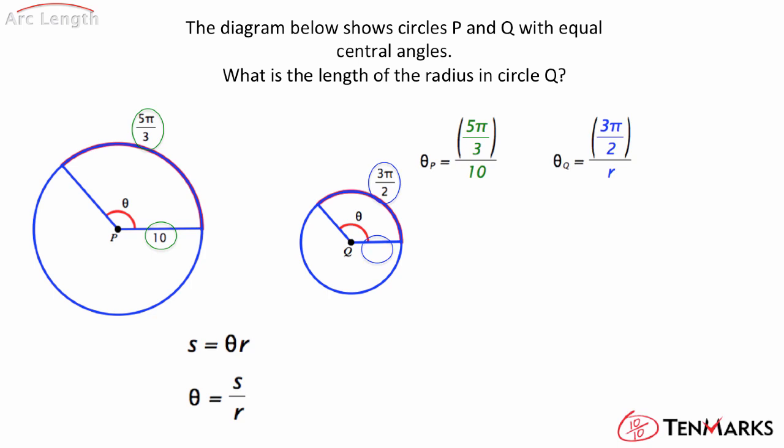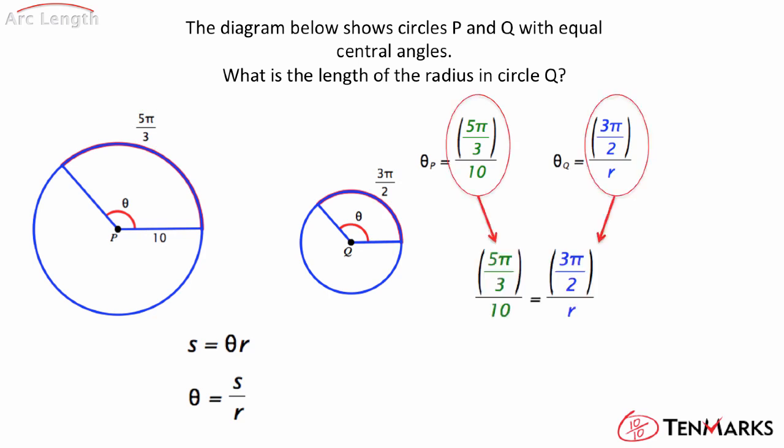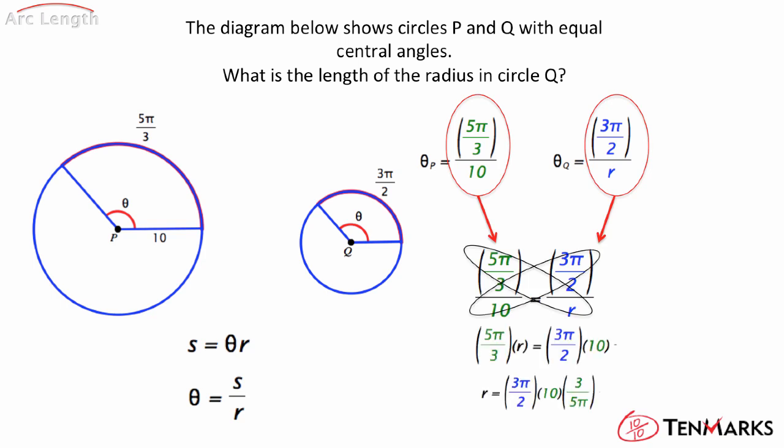Since it is given that theta is equal for both circles, you can set the two equations equal to each other. To solve, cross-multiply, get r all by itself, and then cross out and simplify what you can. To solve that the radius of circle Q is equal to 9 units.